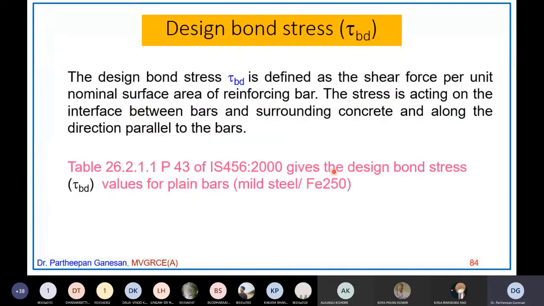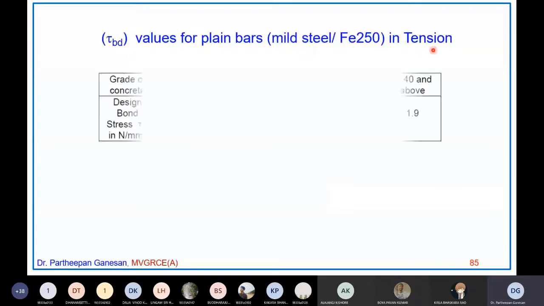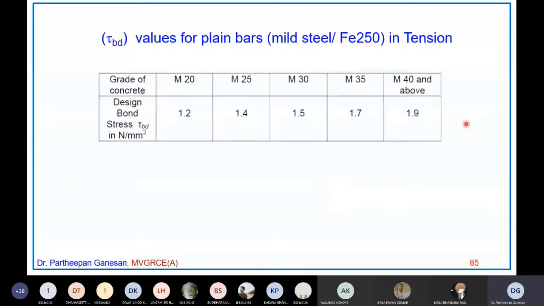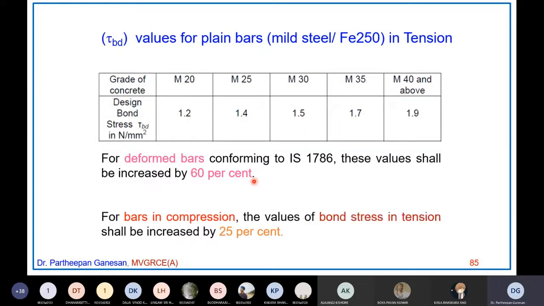So for now, you should see that tau BD values for plain bars are given in tension. These are the values given in the code. For deformed bars, these should be multiplied by 60%, and for bars in compression, these values should be multiplied by 1.25.